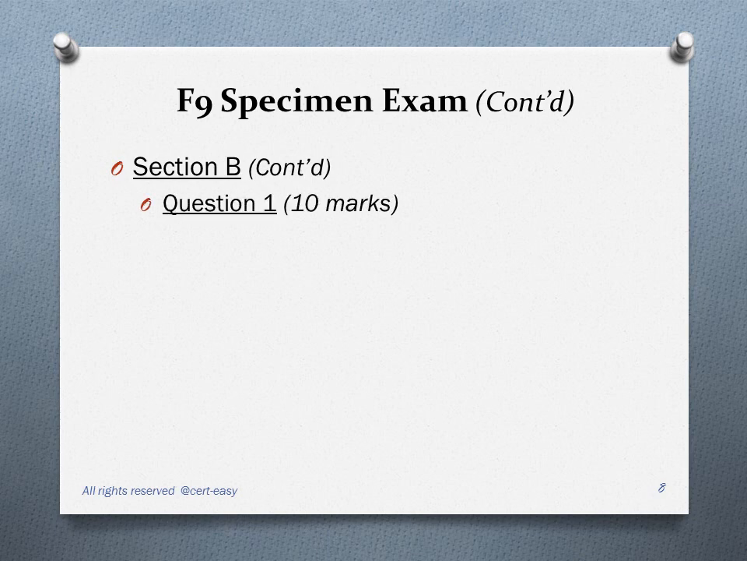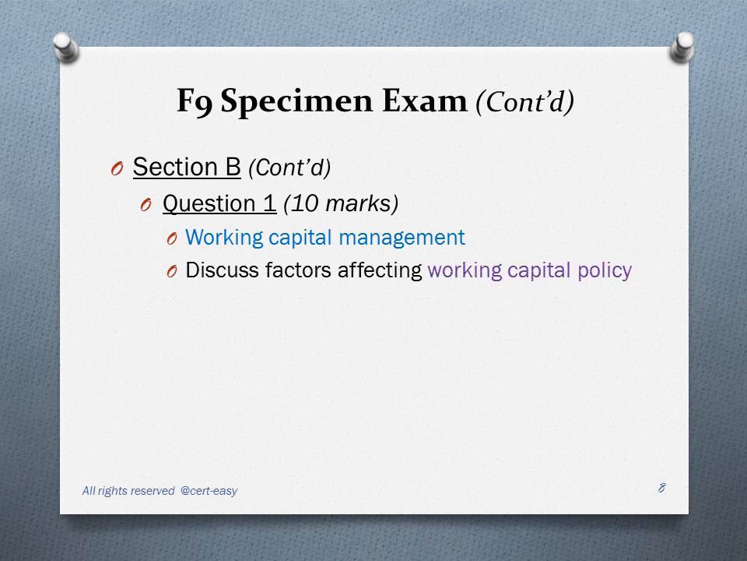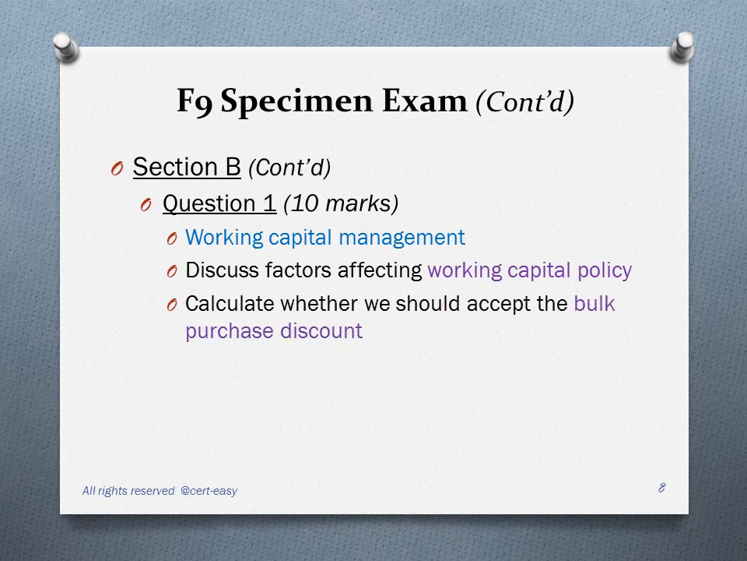Question 1 is a 10-mark question. It came from working capital management. In the first part, we are asked to discuss the factors affecting our working capital policy. These should include the business nature, cash operating cycle, trade practice, and management's risk attitude. The second part of the question requires us to evaluate whether we should accept the bulk purchase discount, which is an issue on inventory management.